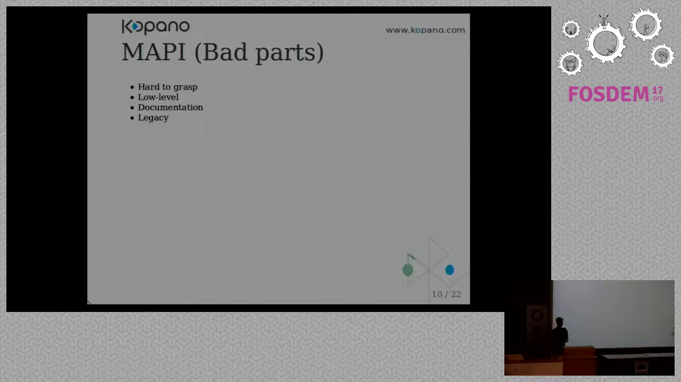But there are also, of course, some less fun parts. At its base, it's hard to grasp. It's very low level, so you have to write a lot of code to get things done. There is some documentation actually provided by Microsoft, but they're all parts of the puzzle. They tell you this is an identifier, but you don't get the whole picture. So you have to do a lot of research.